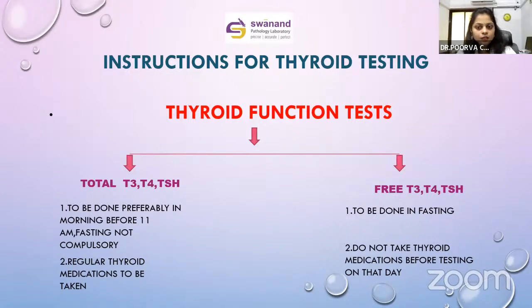Why? Because whenever you take your thyroid tablet, and we are measuring the free level of hormones in your blood, the free T4 levels increase in 1 to 2 hours. That's a false increase in the T4 levels, and we don't want to measure that. So that is why we do it in fasting. We are not taking our thyroid medication before testing for free T3, T4, TSH.